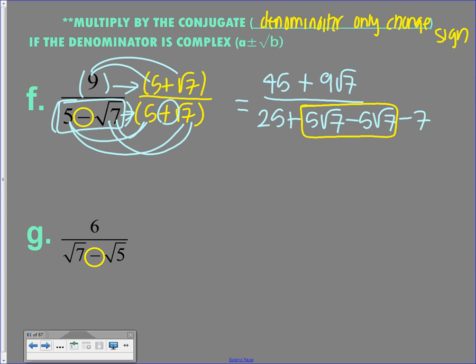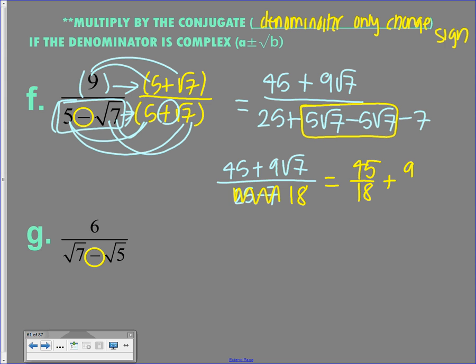So my top stays 45 plus 9 square roots of 7. The bottom, now I have 25 minus 7 because the square roots cancel. Well, 25 minus 7 is 18. Okay, and then just like you did with imaginary numbers in the first semester, you're going to break these two into two separate fractions. So I've got 45 over 18 plus 9 square roots of 7 over 18. Okay, so you separate it out.